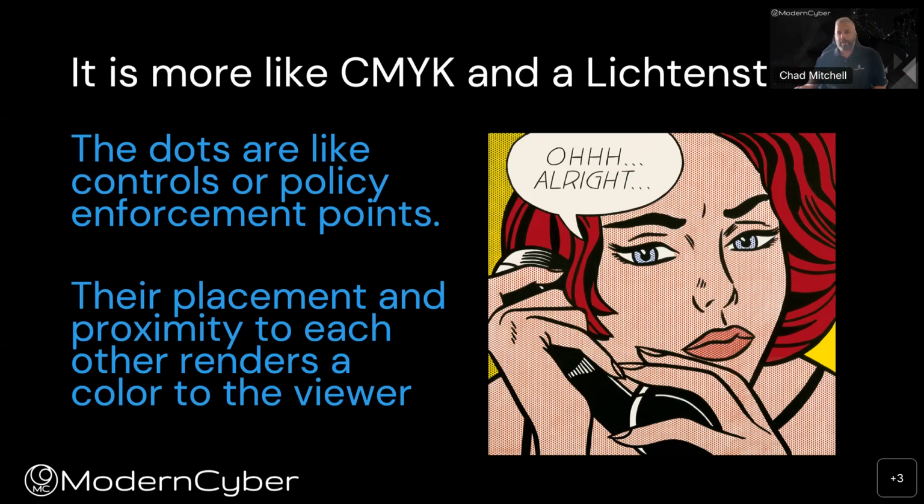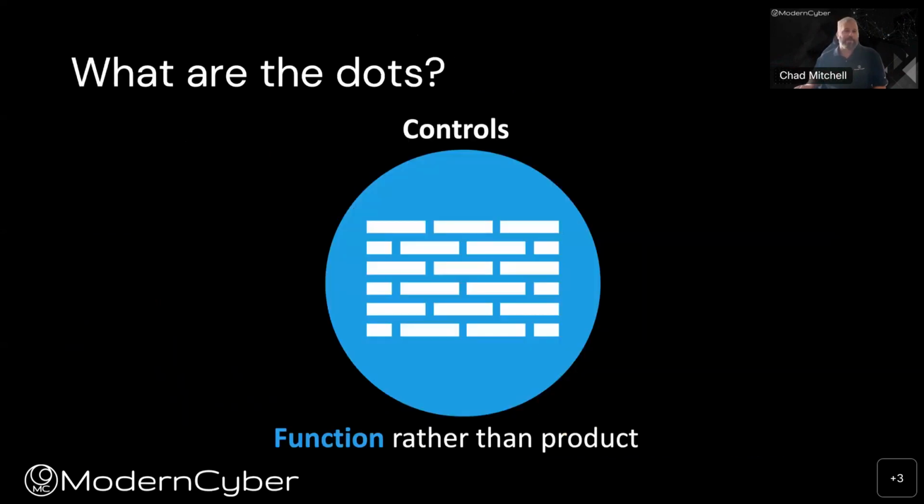So you may be asking, what are the dots, right? Well, the dots are controls. We talked about policy enforcement points. Policy enforcement point, controls, one and the same thing. But when you think about controls, controls aren't just a product, controls are a function of that product. As you may have seen in reports in the past, a large portion of large organizations have over 50 different security products that they're managing and have implemented in the environment.